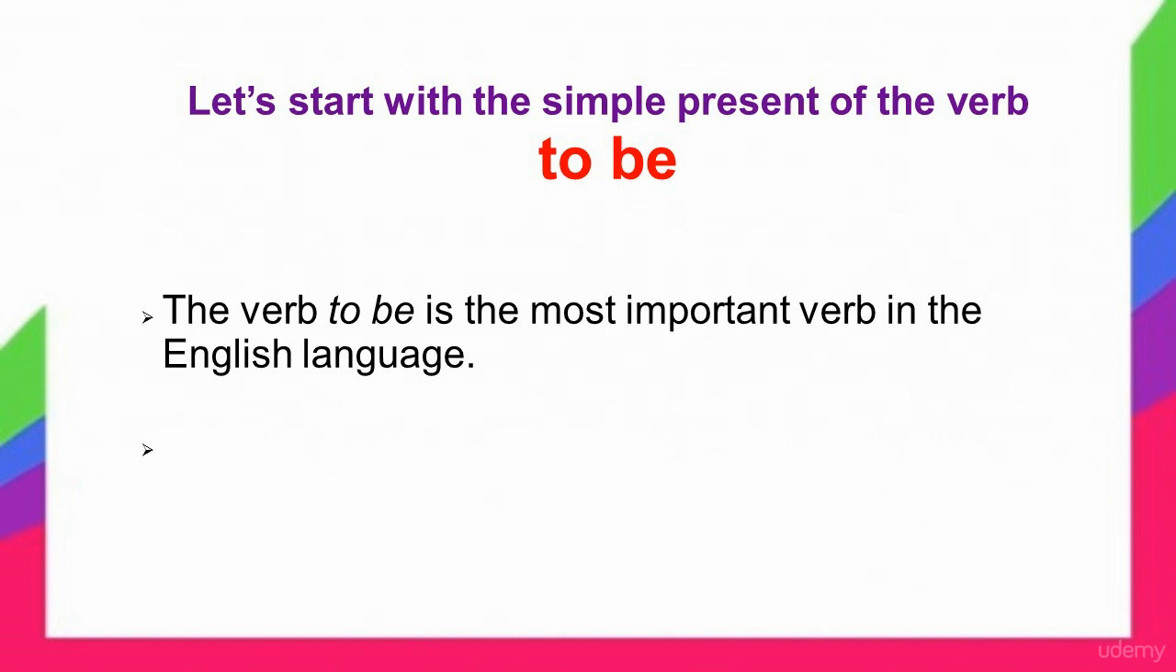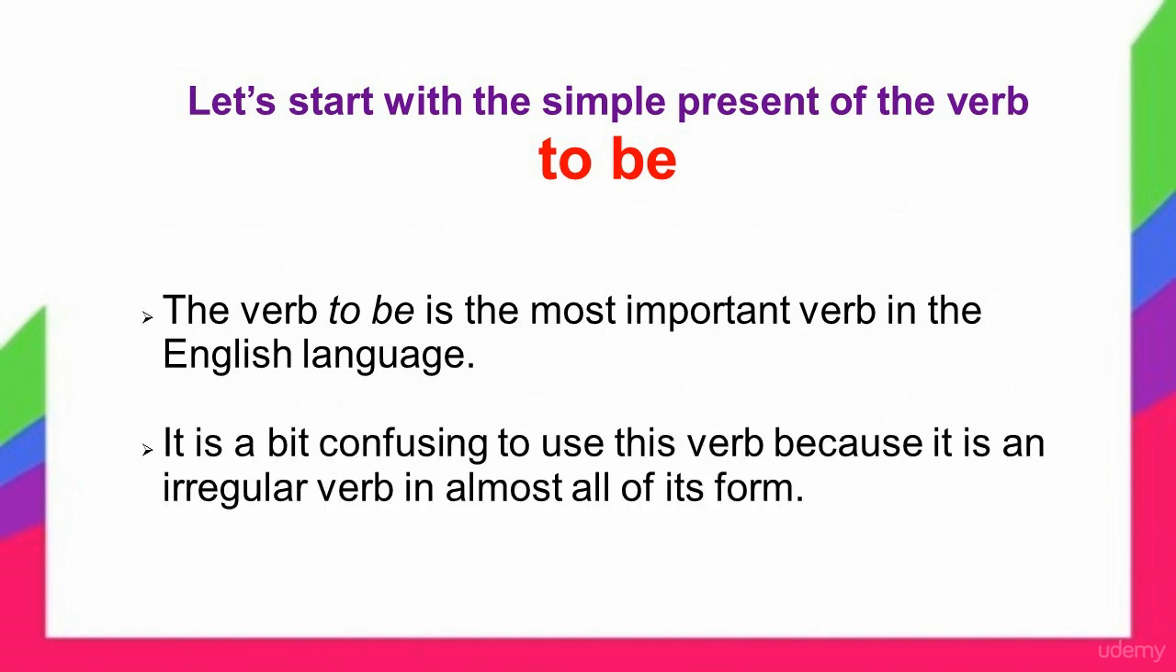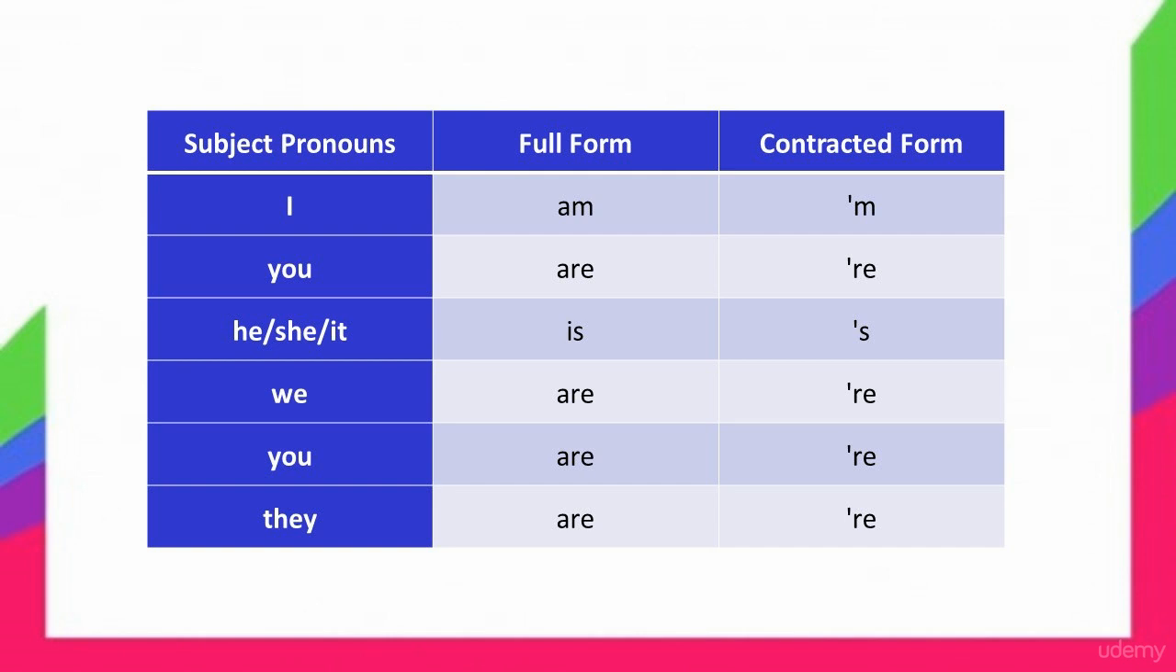The verb to be is the most important verb in the English language. It's a bit confusing using this verb because it's an irregular verb in almost all of its forms. In the simple present tense, to be is conjugated as follows. Please have a look at the table.